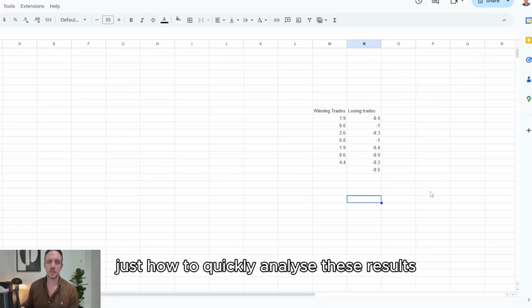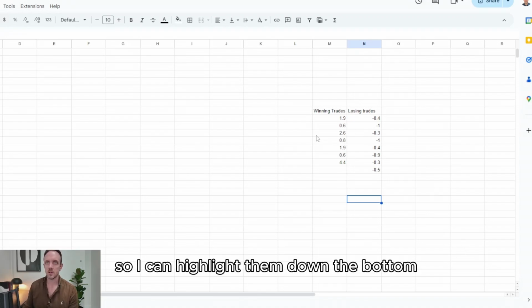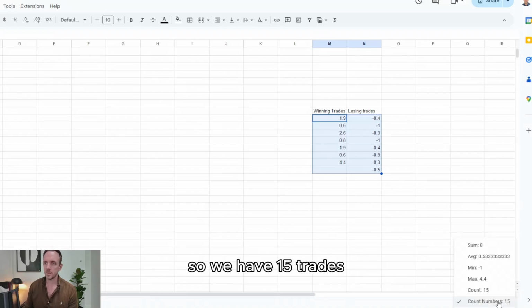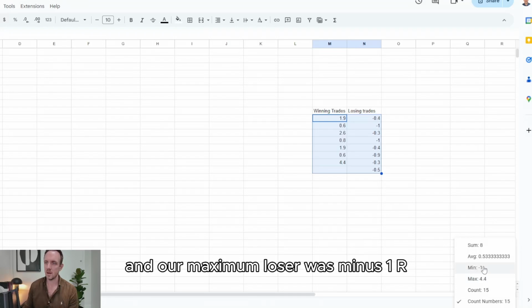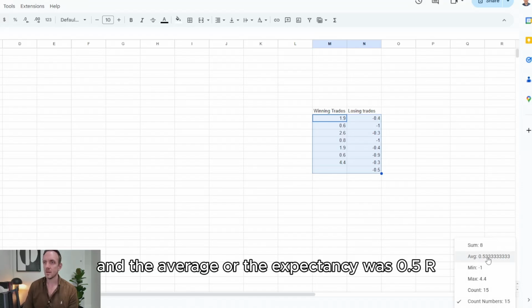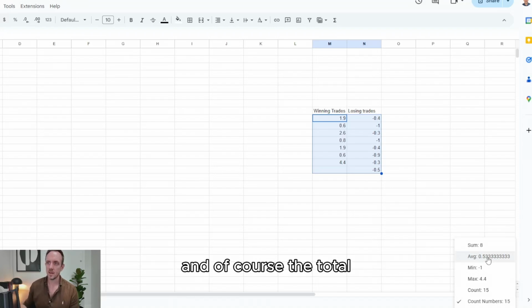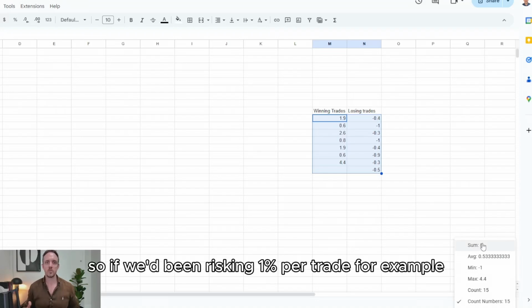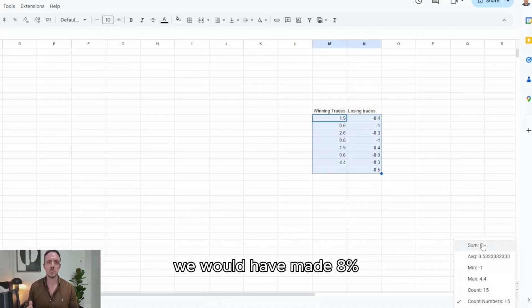Okay, so I'm going to show you here just how to quickly analyze these results. So I can highlight them down the bottom. That's why I like Google Sheets. You can see this here. So we've got some stats. We had 15 trades. Our maximum winner was 4.4R, and our maximum loser was -1R. And the average, or the expectancy, was 0.5R. And of course, we had a total of 8R in profit across these trades. So if we'd been risking 1% per trade, for example, we would have made 8%.